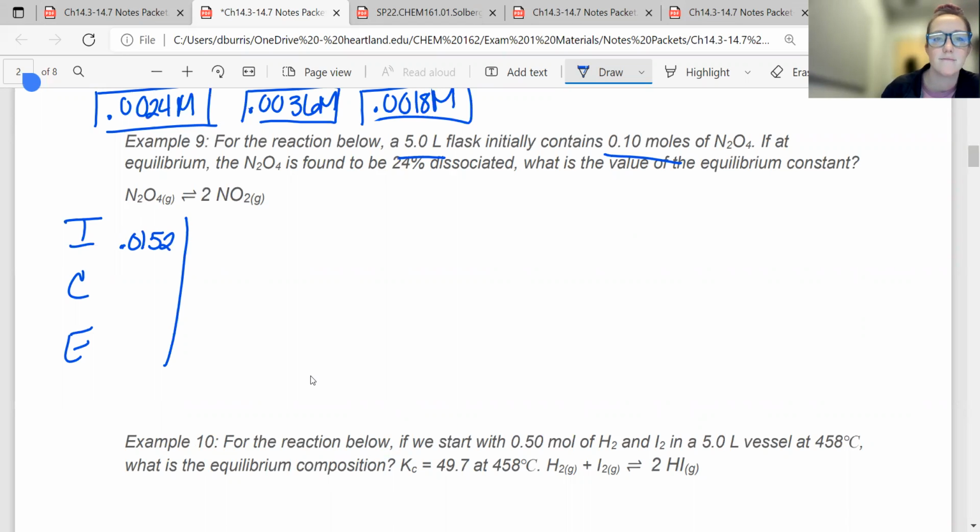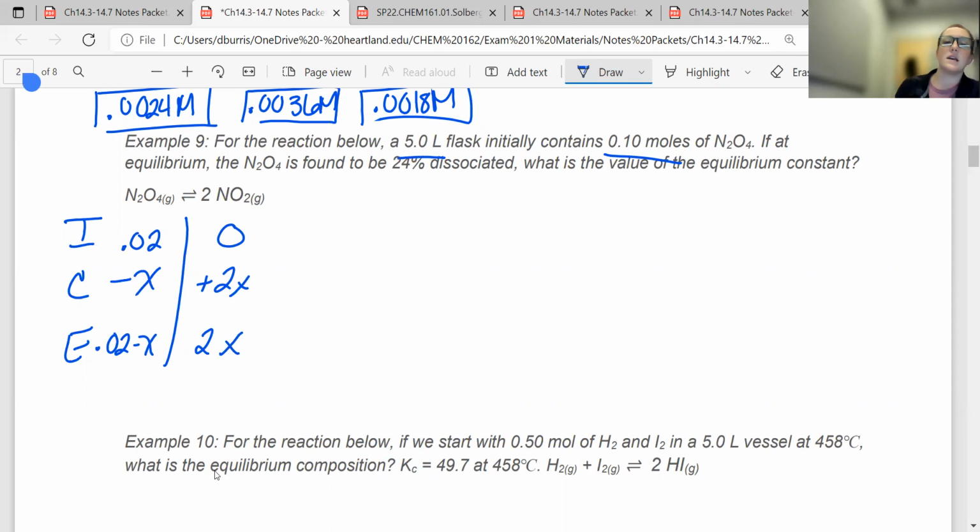Sorry, math today. So initially this is actually 0.02. I was doing the math for the other one, and I didn't put any of this in to begin with. So I know my change is going to be minus x. This one is going to be plus 2x. So this is 0.02 minus x, and this is 2x.